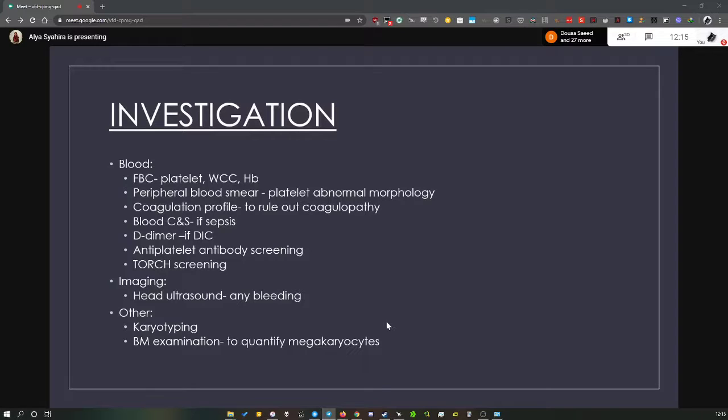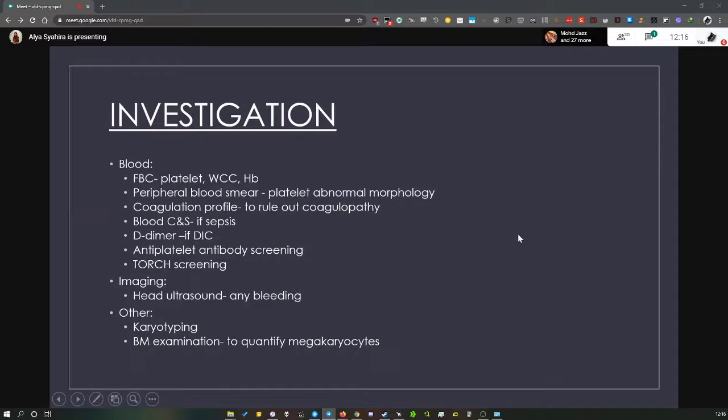So which one has large platelets and a small number? Start with B. Bernard-Soulier. Yes, Bernard-Soulier syndrome. Very good. Okay, carry on.